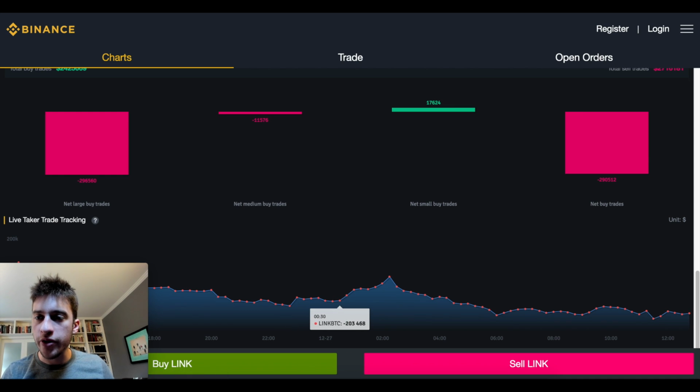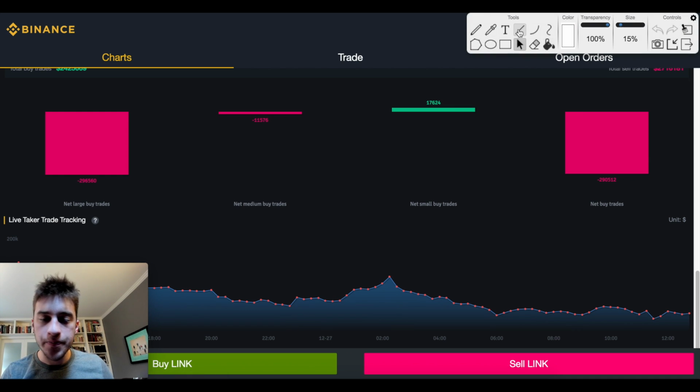Now, I want to point one thing out to you guys. Do you see any significant decrease in the CVD anywhere here? No, not really. I mean, to be honest with you guys, the only decrease we see is a 186,000 Link of CVD down to 204. That's not much percent-wise. That's just not much.